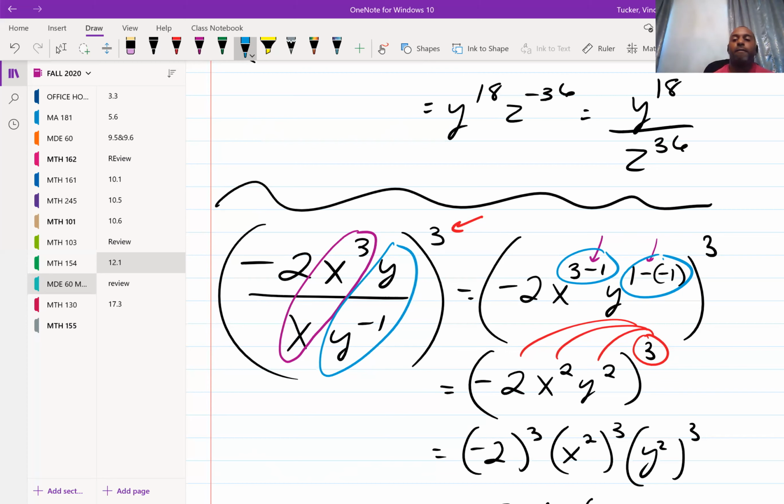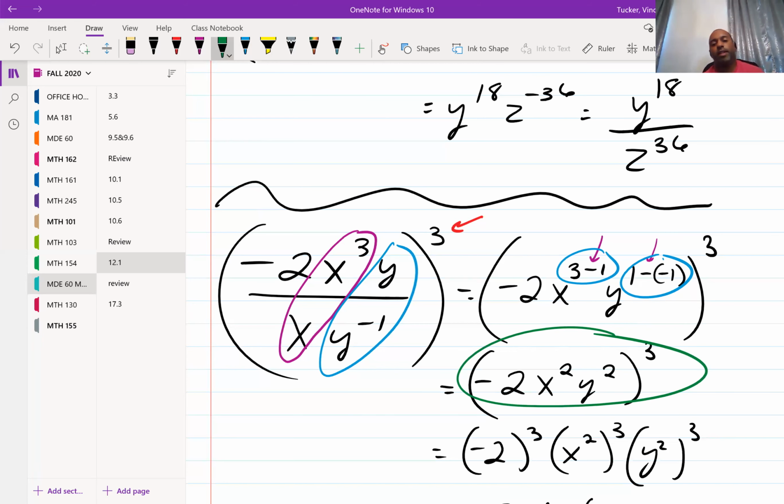Questions on that part? Okay, so here, that means I have x squared because 3 minus 1 is 2. Then 1 minus negative 1, negative negative is positive. So it's 1 plus 1, which would be 2 for y.